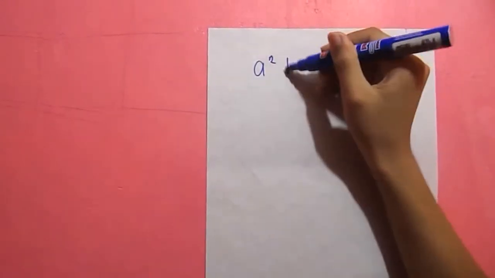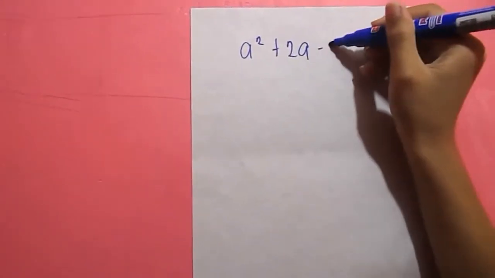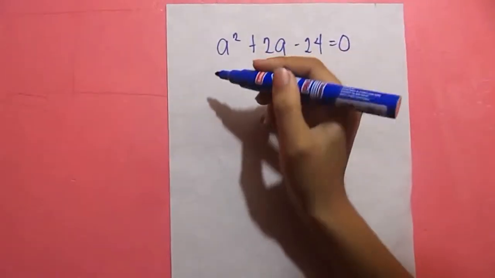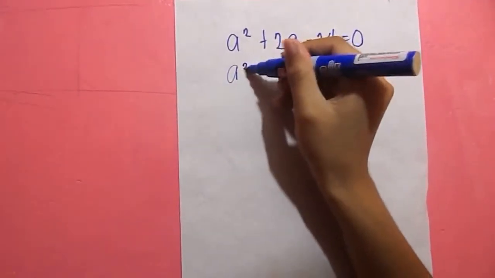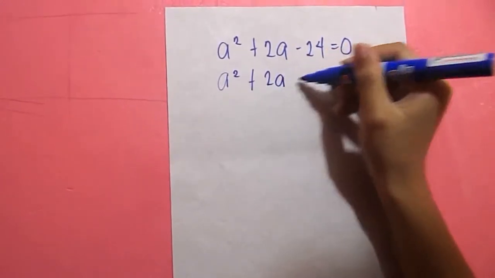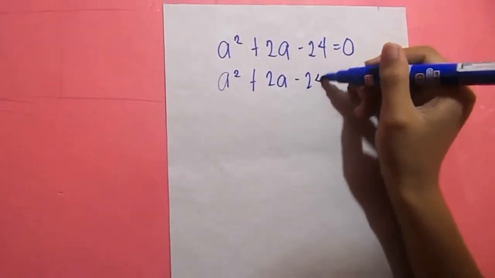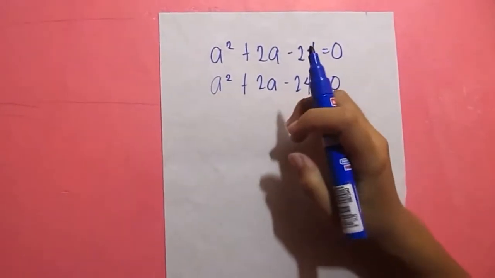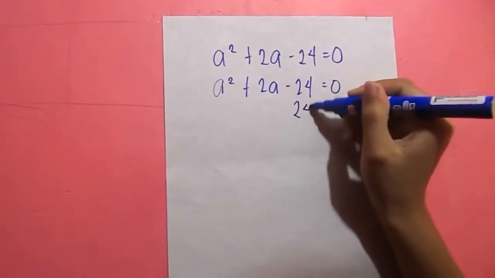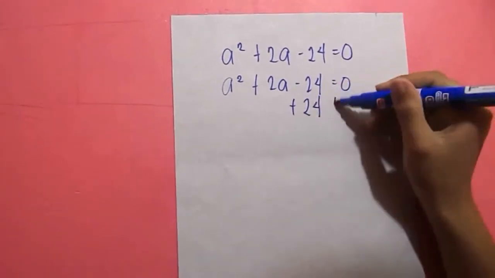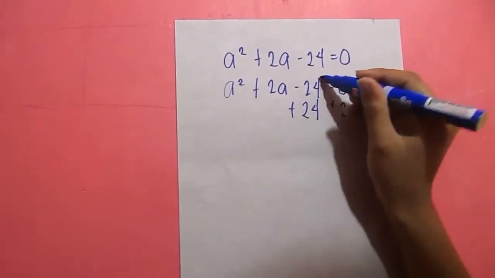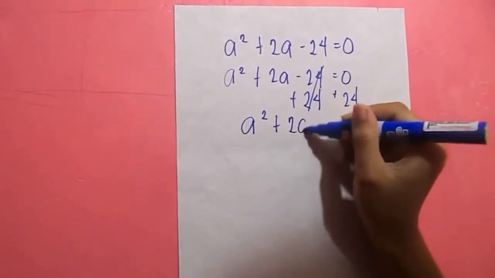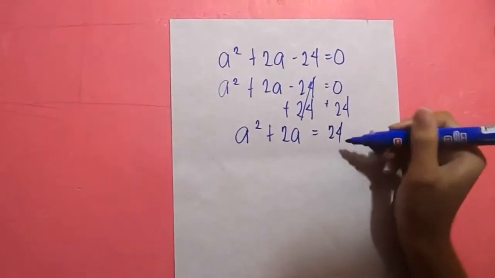a squared plus 2a minus 24 is equal to 0. We're just trying to illustrate this. a squared plus 2a minus 24 equals 0. On the right side, I'm going to simplify: add 24 on this side. And cancel. The answer is a squared plus 2a equals 24.